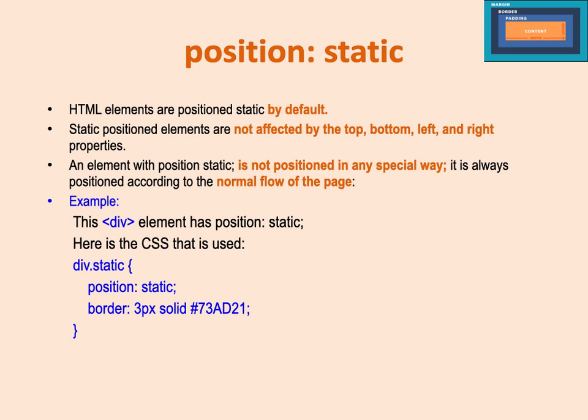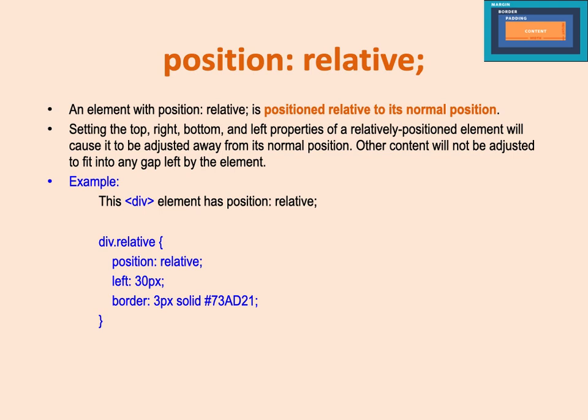The next thing is position relative. The second position value is relative. An element with position relative is positioned relative to its normal position. Setting the top, right, bottom, and left properties of a relatively positioned element will cause it to be adjusted away from its normal position. Other content will not be adjusted to fit into any gap left by the element.